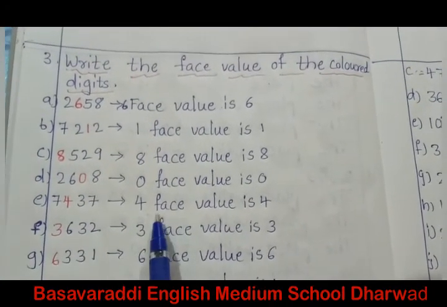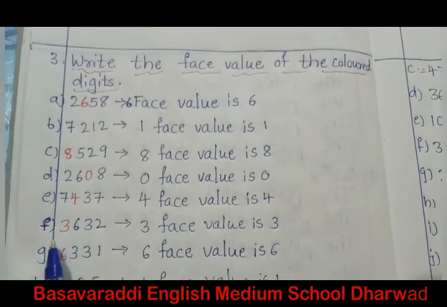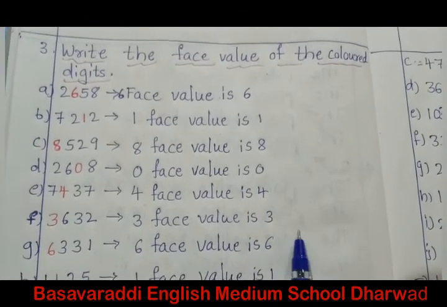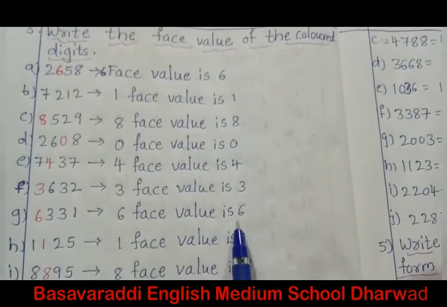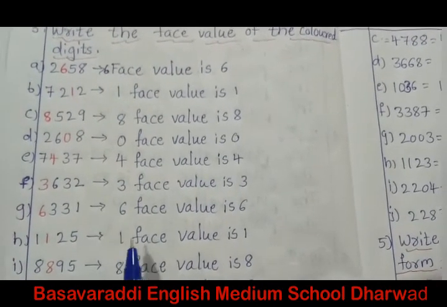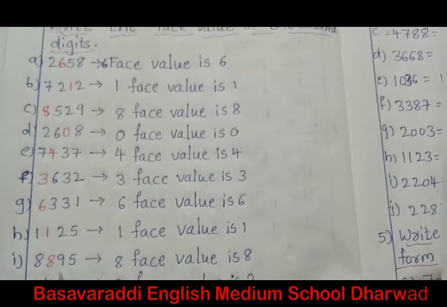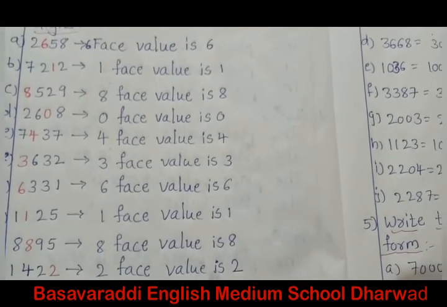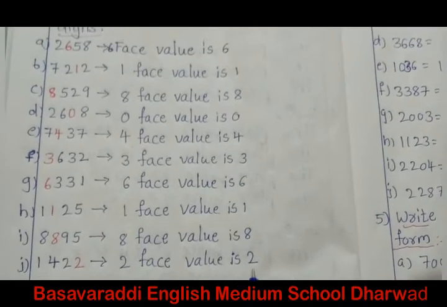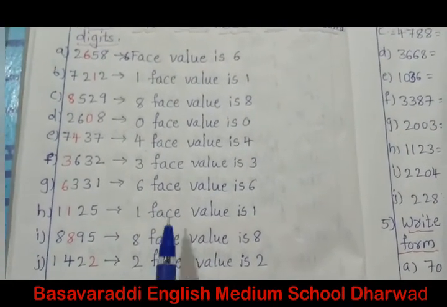4. The 4 face value is 4 only. 3. The 3 face value is 3 only. 6. The face value is 6 only. Then 1. The 1 face value is 1. 8. The face value is 8. 2. 2 face value is 2 only. Here it is what? What is the number it is?